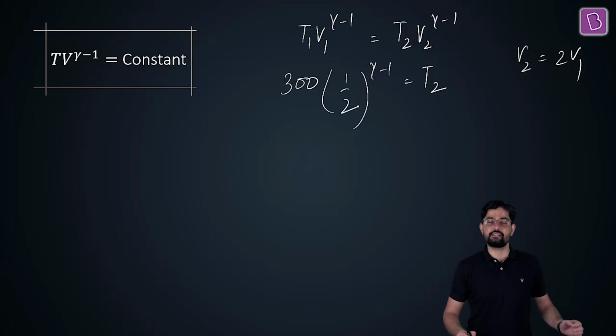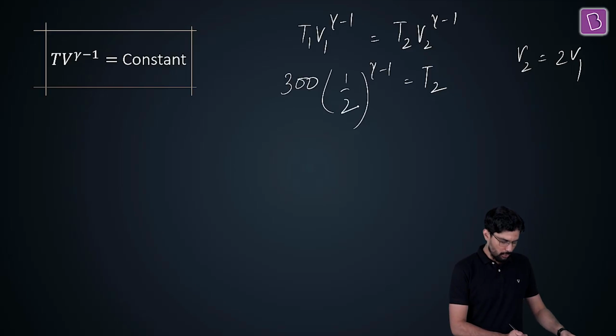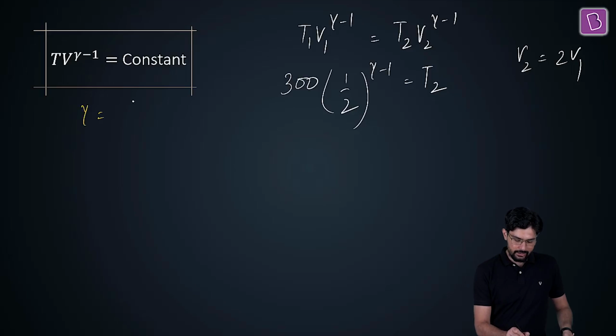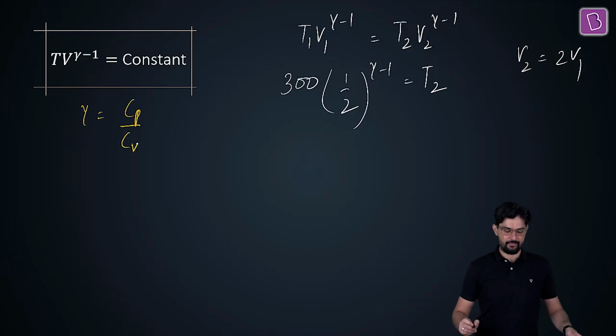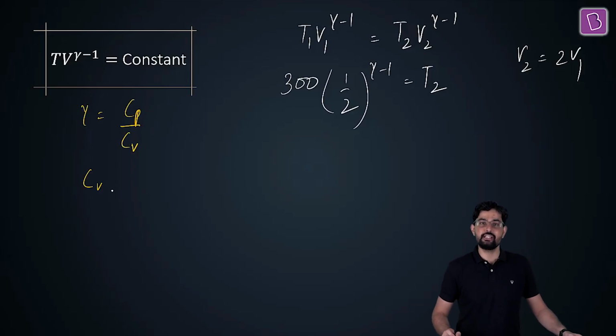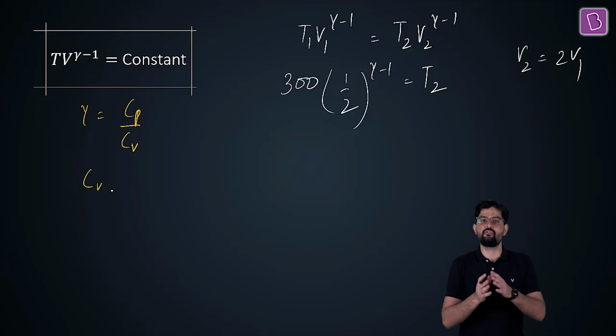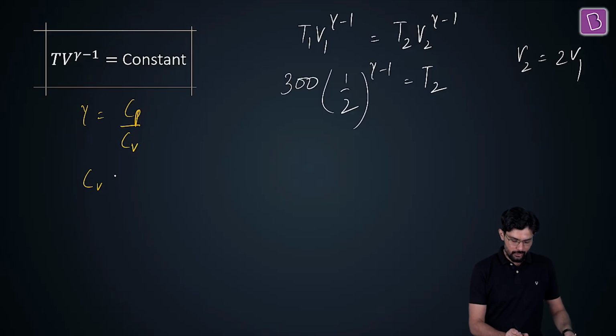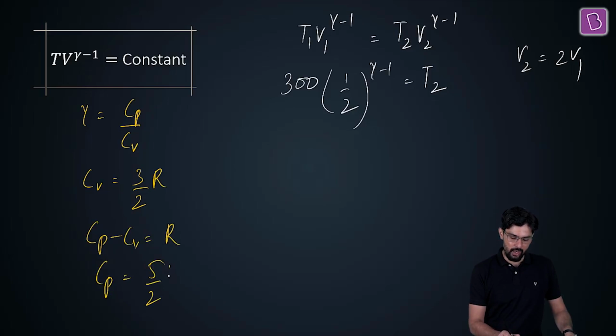Now let's calculate what is gamma. Well, we know that gamma is Cp by Cv, right? And for a monoatomic gas, the degrees of freedom are 3. Right? It can move along x, along y, and along z. So Cv is going to be equal to 3 by 2 R. And for an ideal gas, we know Cp minus Cv is equal to R. So Cp comes out to be 5 by 2 R, which makes gamma 5 by 3.